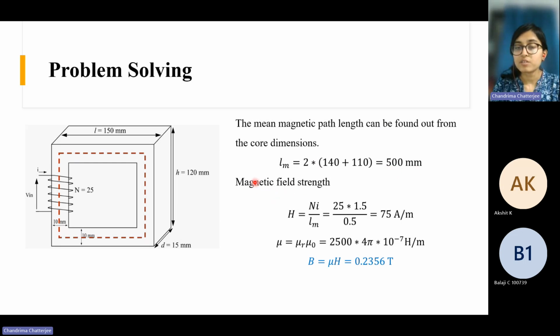So now we can find out what will be the magnetic field strength H, that is mmf divided by the magnetic path length. So N is given 25, current is given 1.5 ampere and Lm we just calculated. So this is 75. What is mu? Mu is mu r into mu naught. Mu r is given and mu naught we know. So B is mu times H. So this is the flux density, 0.2356 Tesla. Tesla is the unit for flux density.